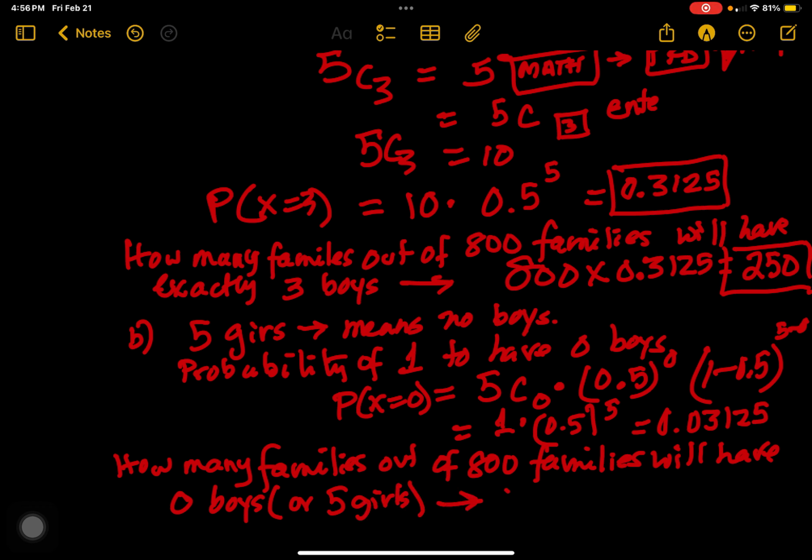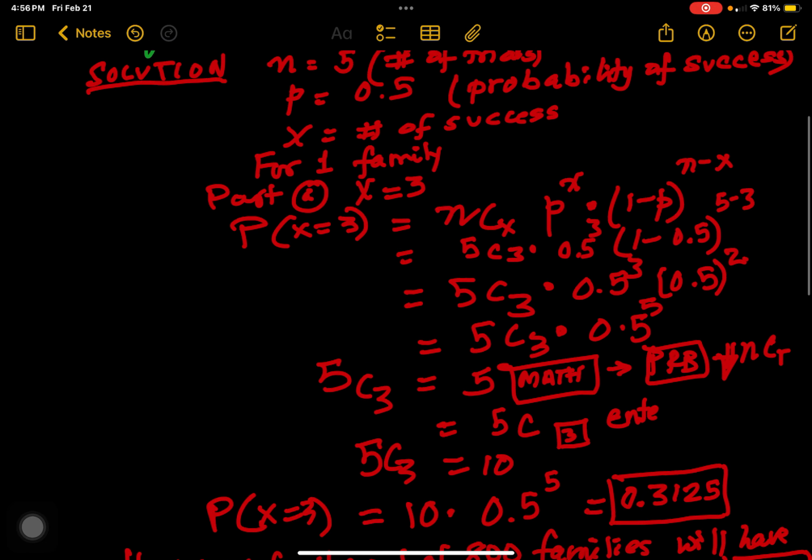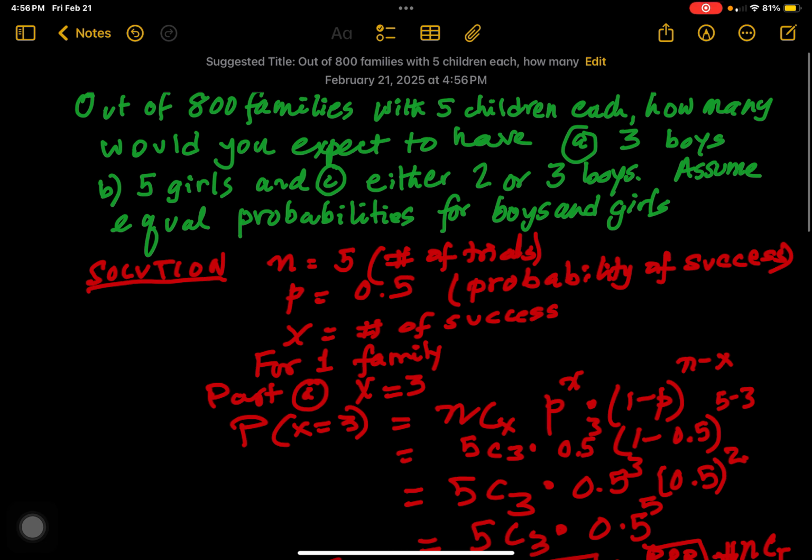Is 800 multiplied by 0.03125. So multiply this probability with 800. So 25. That's the answer for part B. Part B was 5 girls, that means 0 boys.